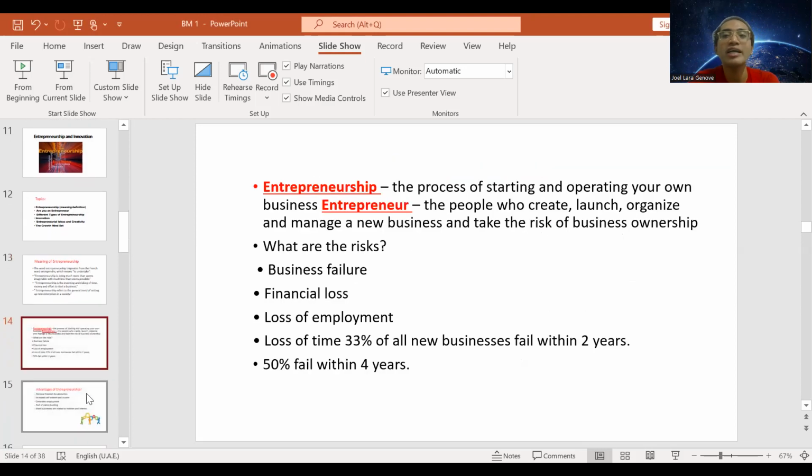Entrepreneurship, the process of starting and operating your own business. The people who create, launch, organize, and manage a new business and take the risk of business ownership. What are the risks? Business failure, financial loss, loss of employment, the loss of time. 33% of the new businesses fail within 2 years. 50% fail within 4 years.